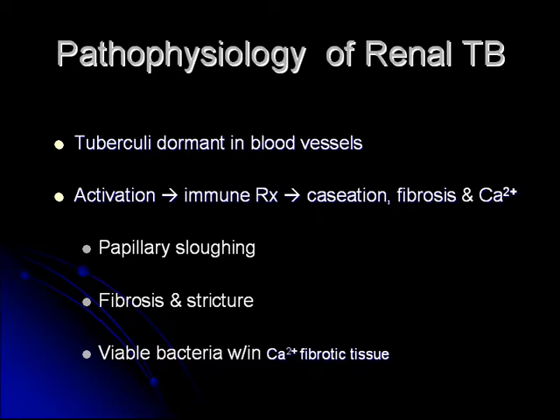Tuberculosis, starting at the kidneys. As we discussed, the tubercle bacilli disseminate and remain dormant in the kidneys, and then because of a drop in the immune system, the TB becomes reactivated and forms caseating granulomas. Caseation involves destruction of tissue, and when these caseating granulomas heal, they become fibrosed, and they can lead to a number of problems. Caseation can cause papillary sloughing and fibrosis of the renal pelvis and the ureter.